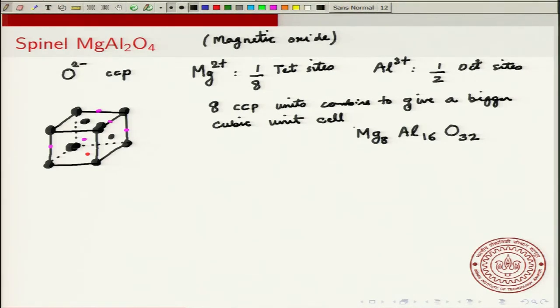That one unit cell you can think of as composed of 8 of these individual CCP units. But it is a cubic structure, and you still have oxygen occupying sites that look like a cubic close packed, but now it is a much bigger cell, and Mg will occupy 1/8 of the tetrahedral sites, and aluminum will occupy half of the octahedral sites. So this is the structure of spinel.